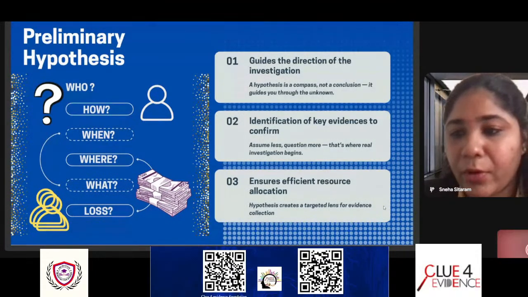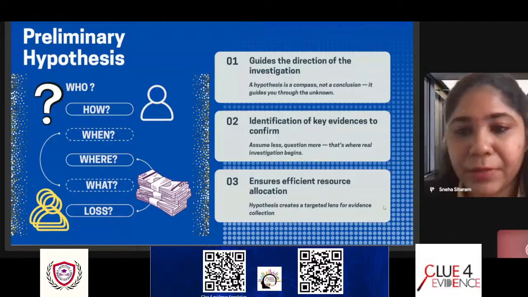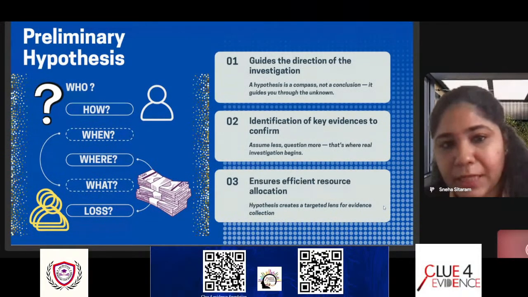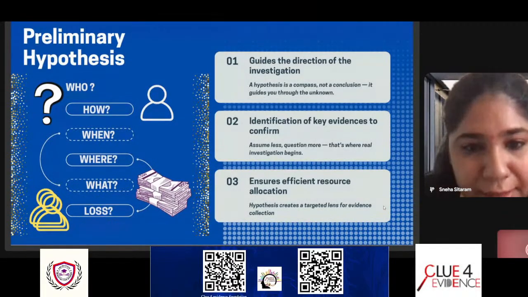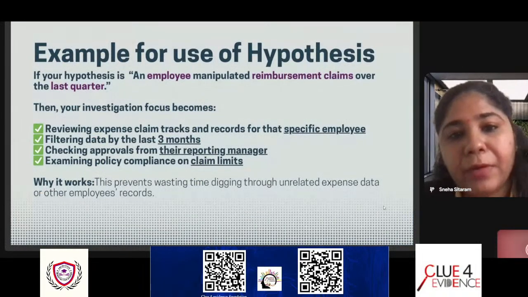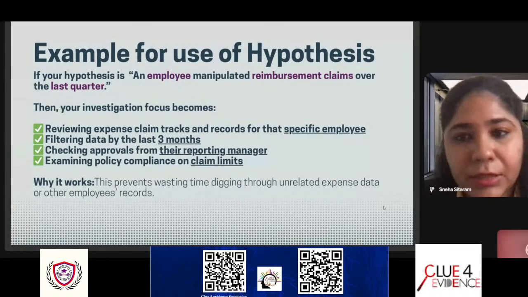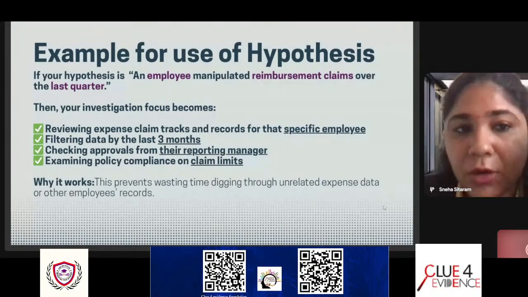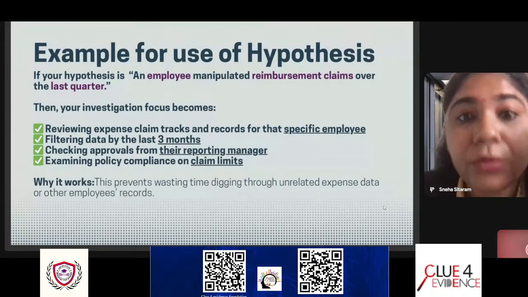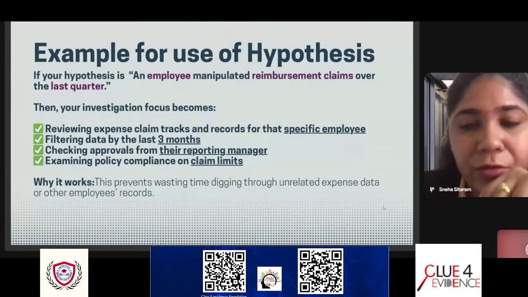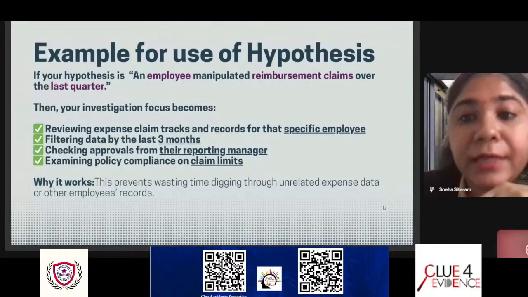For example, an employee manipulated reimbursement claims over the last quarter. I can show you that example slide also. Maybe we can move to the next slide. So here, if you see, an employee manipulated the reimbursement claims over the last quarter. I'm just talking here about how to bring out the hypothesis out of the information which we have, and this will help you to plan the investigation.